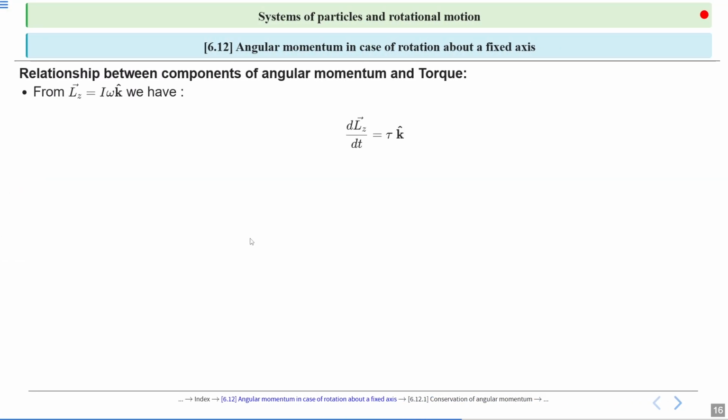Now, Lz is equal to I omega k cap. So we can write dLz upon dt is equal to tau k cap. Just put the value of Lz, which is I omega k cap. You will get d I omega upon dt k cap is equal to tau k cap. So, dropping k cap, d I omega upon dt is equal to tau.